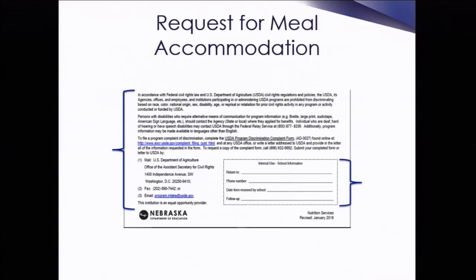In the bottom right corner is a box that the SFA is to complete. The school should indicate who the form can be returned to, their phone number, the date the form was received back at the SFA, and a spot to indicate if and when the school made a follow-up with the family. It is recommended that the SFA follow up with the family at least once a year to ensure the information is up to date.